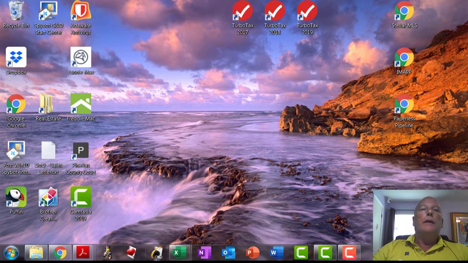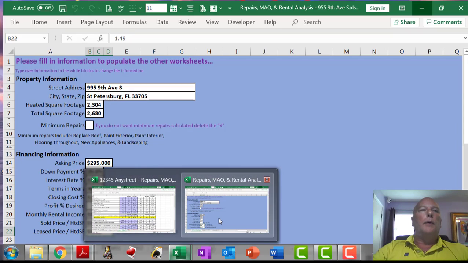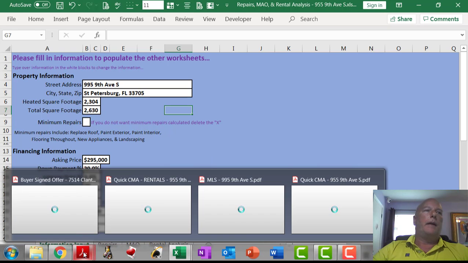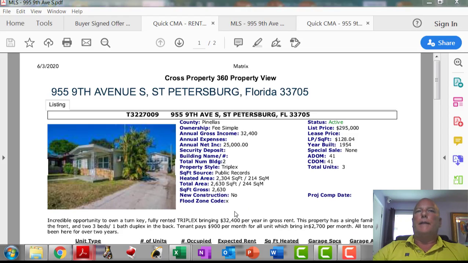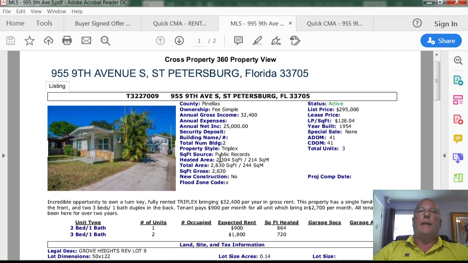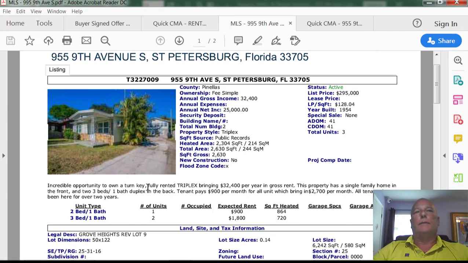This property here, let me pull this one up. This is one I did for an investor. It's here in St. Pete, 2,300 square foot total square footage. I didn't put any repairs based on the MLS listing, and this is the MLS that I send along with these forms, so you can see where it is. The $295 purchase price. Sometimes they have the heated square footage and the total square footage. But what it tells you is it's a turnkey. Kind of scary when they say that, but somebody's turnkey is another man's treasure and another man's junk.